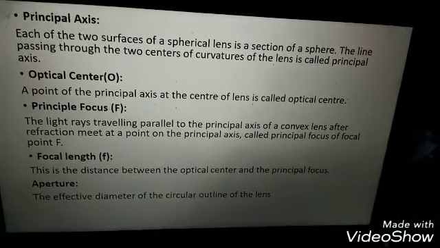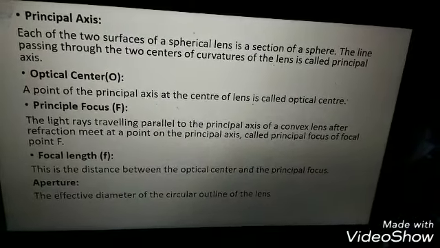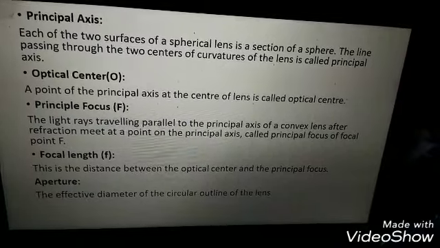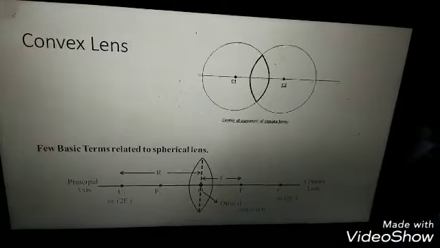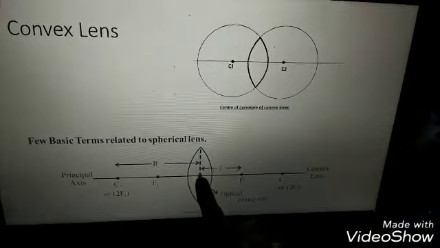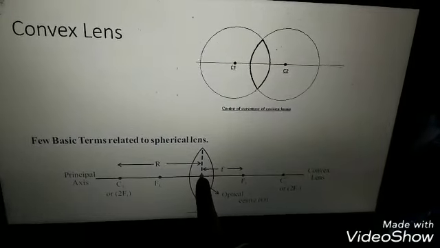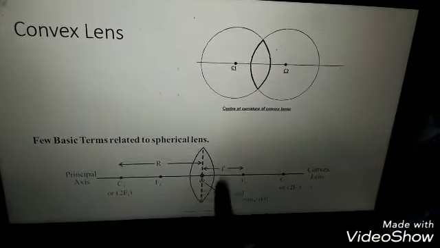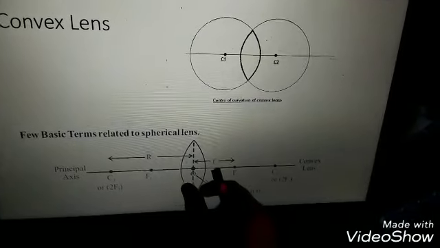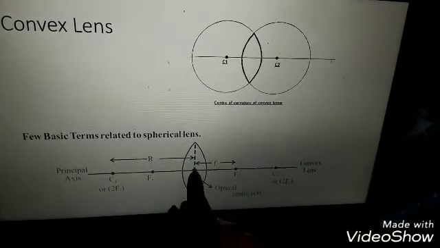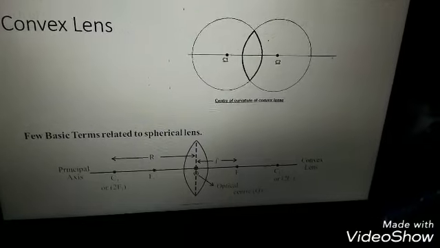So this line which is passing through the two centers of curvature of the lens is called the principal axis. Next one is the optic center. The point on the principal axis at the center of the lens is called the optic center. So this is the lens, this part alone, and this is the center of the lens. That is called the optic center.